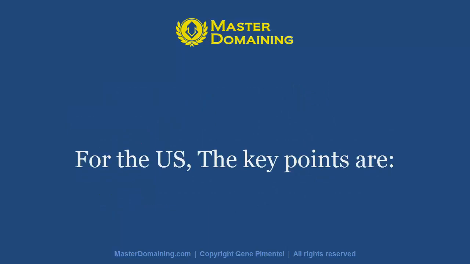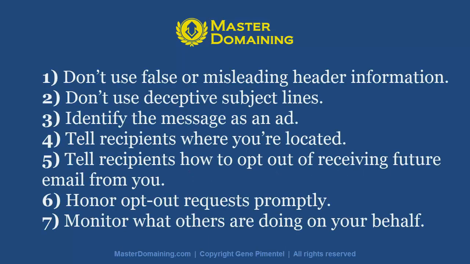For the U.S., the key points are, number 1, don't use false or misleading header information. Number 2, don't use deceptive subject lines. Number 3, identify the message as an ad. Number 4, tell the recipient where you're located. Number 5, tell the recipients how to opt out of receiving future emails from you. Number 6, honor opt-out requests promptly. Number 7, monitor what others are doing on your behalf.